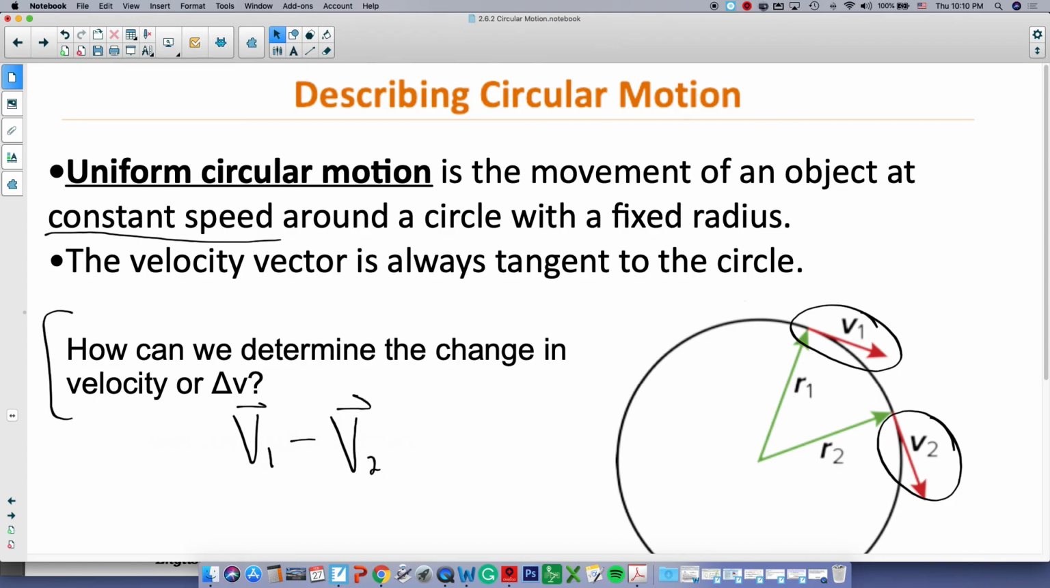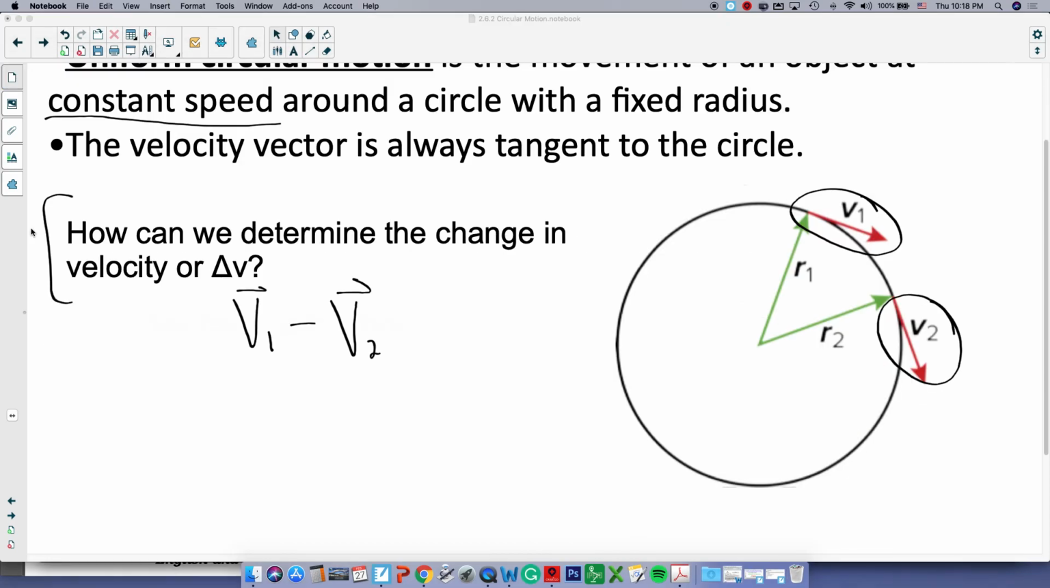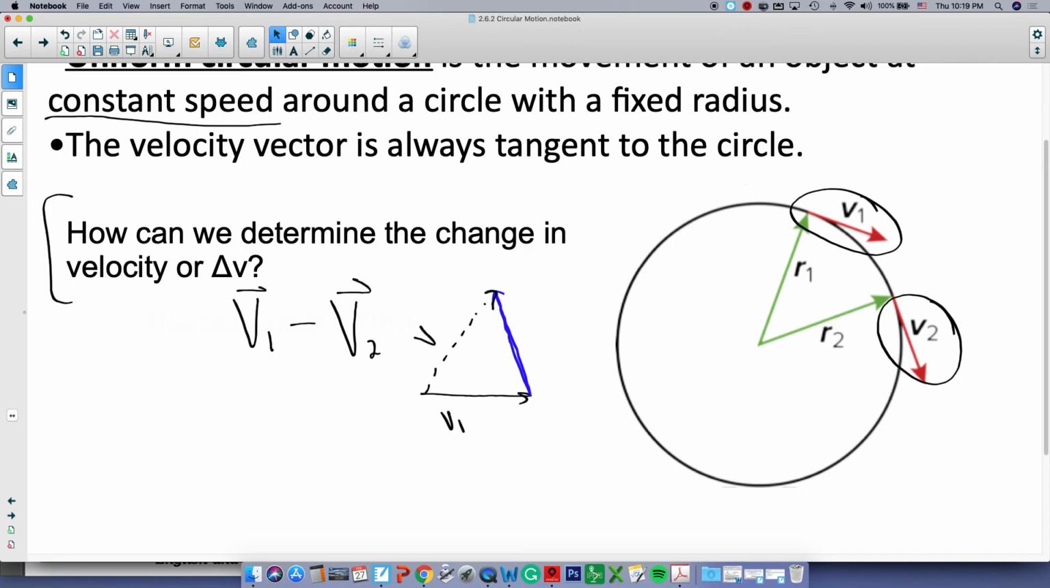Or tip to tail. It would kind of look like this. So if we do vector 1, kind of off like that, and then vector 2. If we're subtracting, you have to flip the vectors around, so that one would be going kind of back that way. Then your change in velocity would be whatever that vector is. This would be the resultant vector. That's going to be what your change in velocity would be, because you're going to subtract those two vectors.